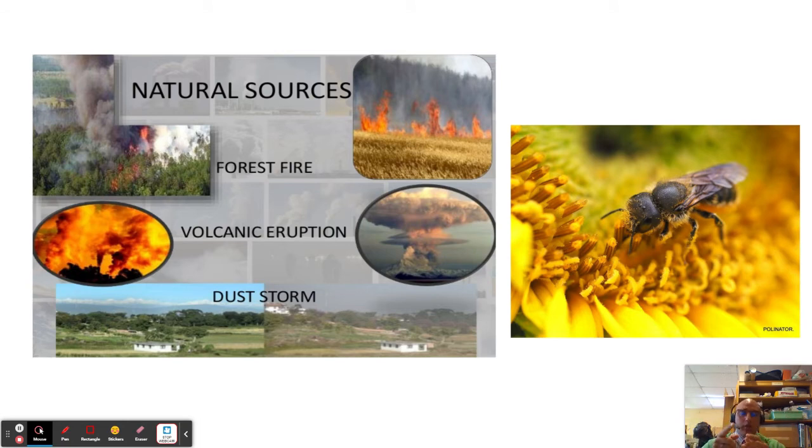I'm talking about you. You know who you are. Right now you're pretty much on some allergy medications because you can't even go outside. And how about a dust storm? A dust storm could also be a source of natural air pollution.